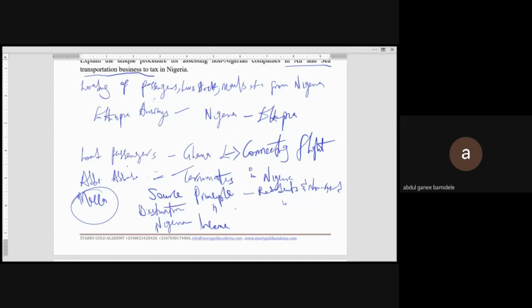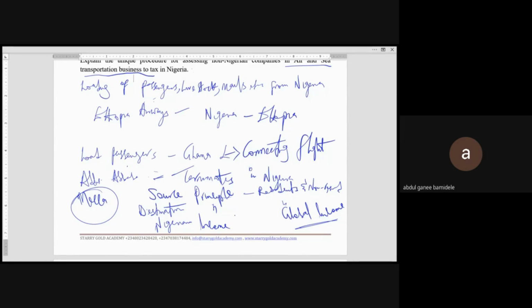Then about the destination principle, you are a Nigerian, but you live in the UK or you work in the UK, or your employer is in Nigeria and then you reside somewhere else. Let me even use Nigerians. Nigerians that earn money from abroad, irrespective of where the income is earned from, will be liable to tax on their global income. Whether they are residents in Nigeria or not, in as much as their source of income is known to the tax authority, they will be assessed to tax on their global income.